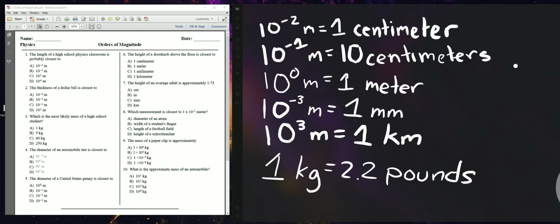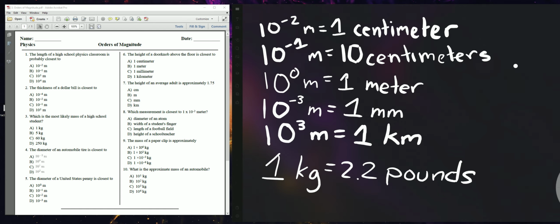Number 5 says the diameter of a United States penny is closest to what? Again, I talked about it. A penny is around 10 to the negative 2 meters. It is closest to 1 centimeter. 10 to the negative 1 is 10 centimeters, and that's around 10 pennies, give or take. And 10 to the negative 3, that's 1 millimeter. That is very small. And A is impossible because that's a meter.